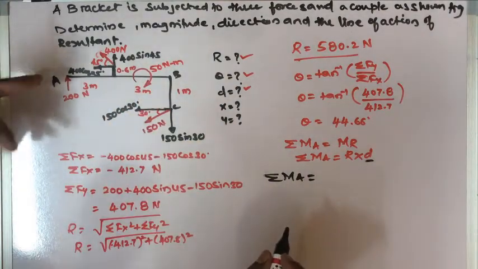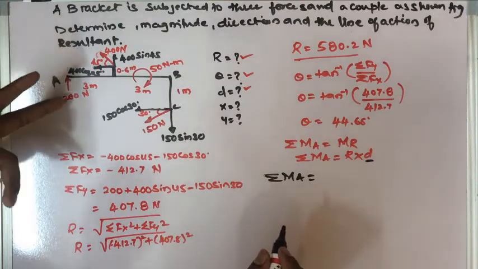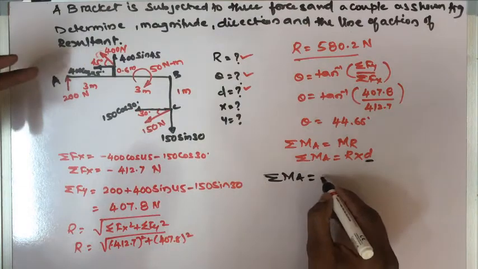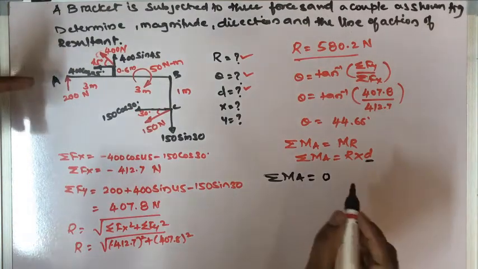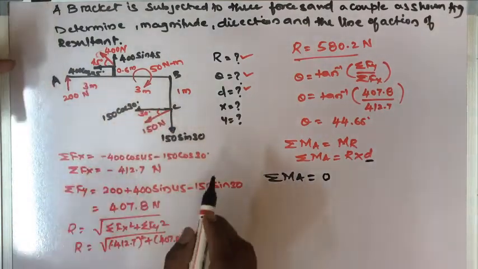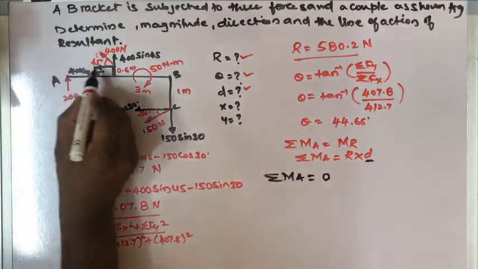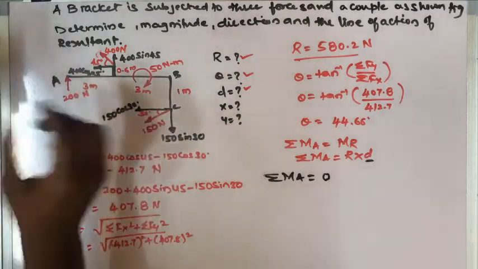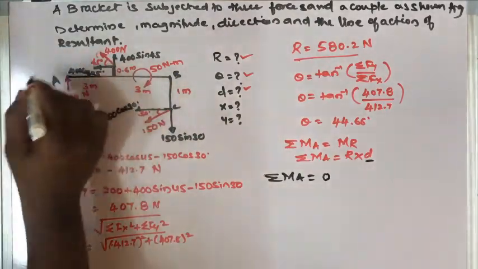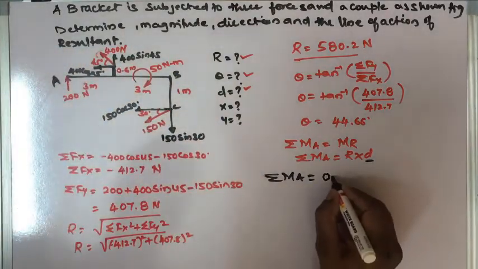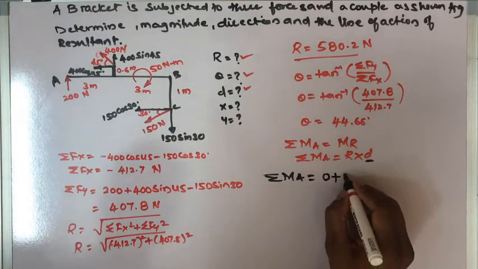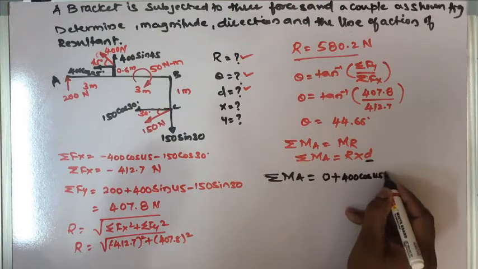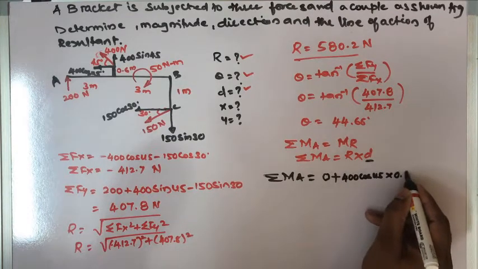So start with the first force, which is 200 Newton. The line of action of the force passes through the moment center, so the moment due to that force will be 0. Next come to the second force, which is 400 cos 45. The line of action of the force is this, and the perpendicular distance is 0.6 meter, and it will create a clockwise moment. If it is a clockwise moment, then I'll write a positive value.